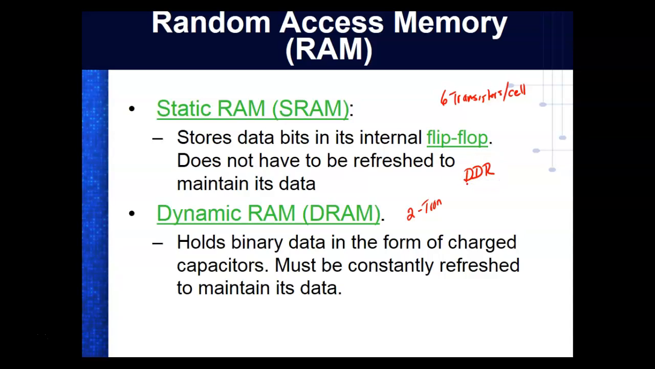So double data rate means they figured out a way to transfer information on both edges. We used to clock the memory, so it's synchronous memory, and we would transfer only on the rising edge. Well, they figured out a way to make the memory transfer information not only on the rising edge but also on the falling edge. So that means we could transfer information twice as fast, and that's what double data rate, DDR, is. And then they figured out a bunch of stuff too.